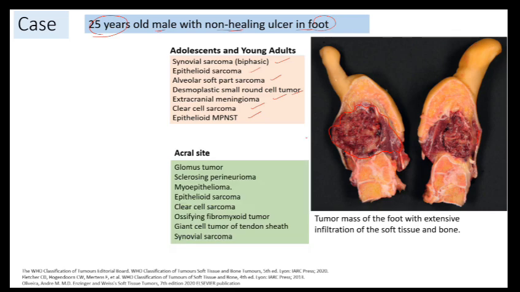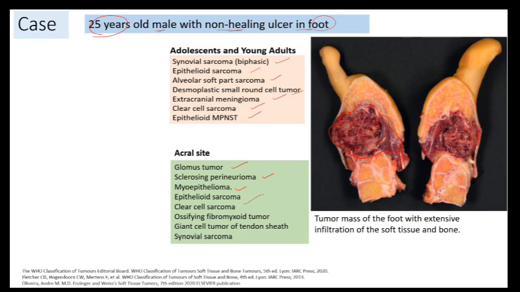So most common are your glomus tumors. Usually glomus tumors are benign tumors. They will not cause this extensive tissue destruction. Even sclerosing perineuriomas are also benign tumors. They don't cause this extensive destruction of bone, soft tissue and overlying skin. Myoepitheliomas will have the myxoid appearance, but this is more of a fleshy and hemorrhagic and angry looking tumor, right?